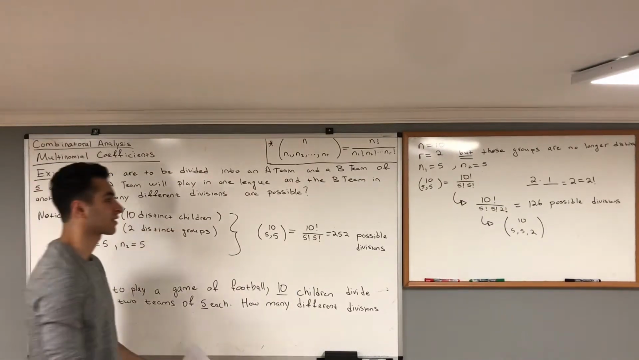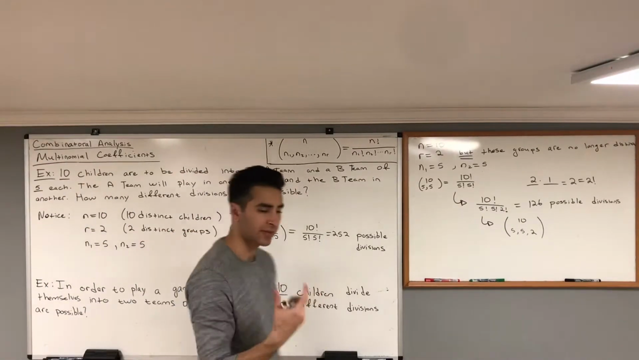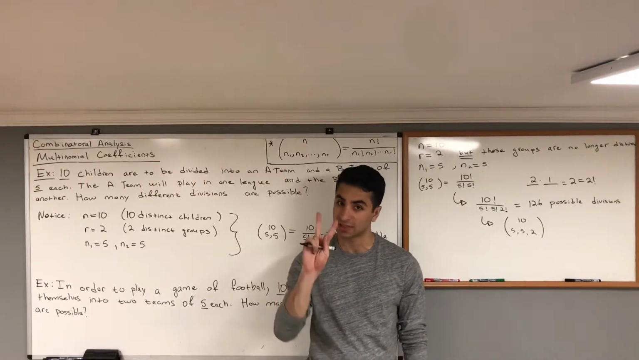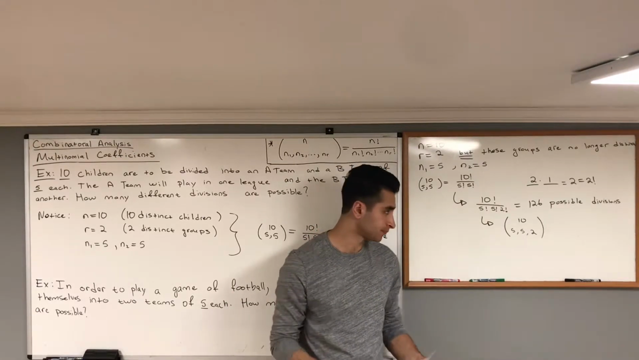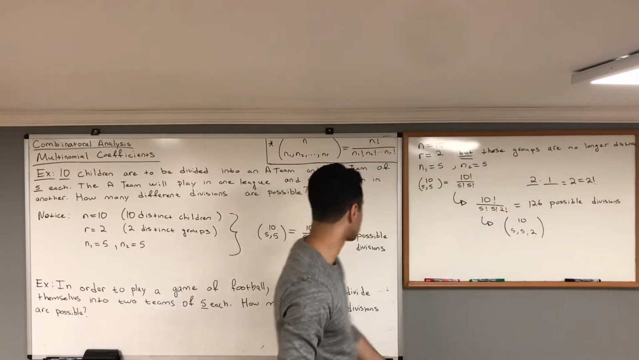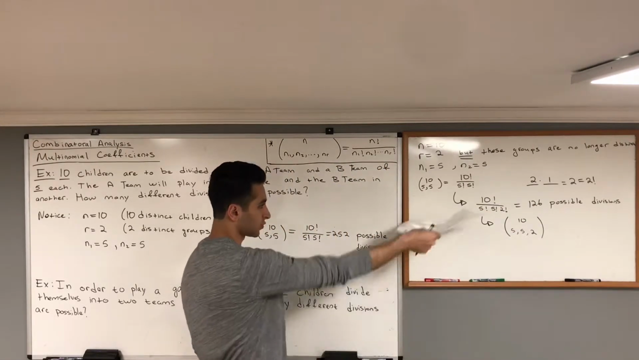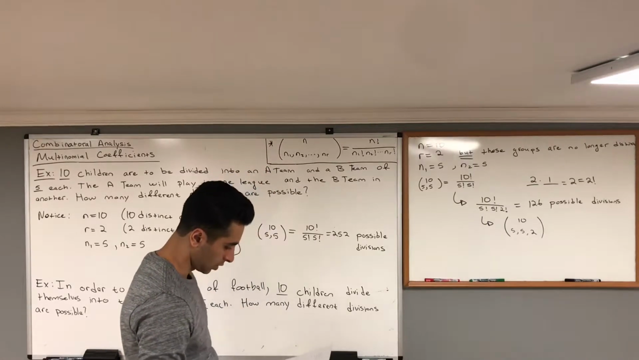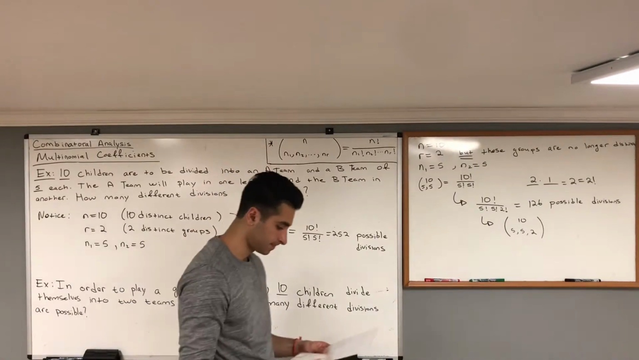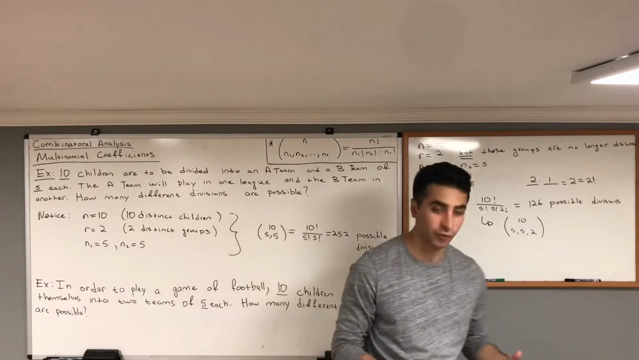And notice how it's exactly half of this. And that should make sense, right? Because now the two teams are indistinguishable. So I'm dividing by the 2, which gives us the 126. So 252 divided by 2 will give you that 126. And that's it. That actually covers multinomial coefficients.